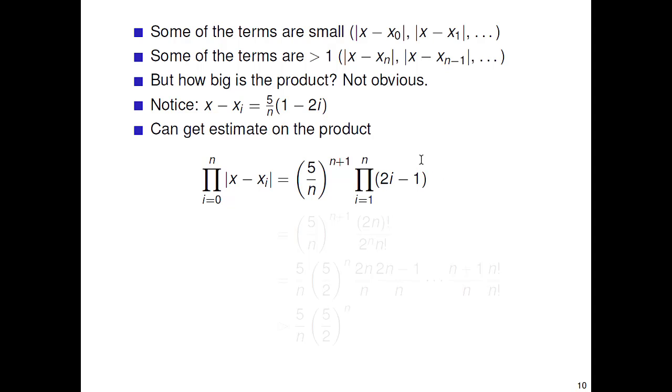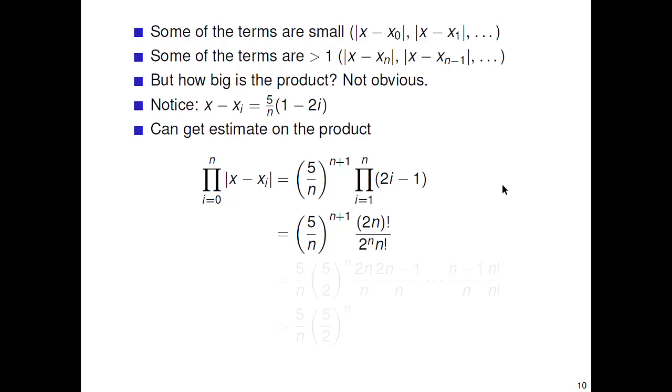And now I flip the sign because I'm trying to make it all positive. So I get 2i minus 1. This is going to be 1 when i equals 1. It's going to be 3 when i equals 2, and so on. And we try to work out what this product is. This is a bunch of odd numbers multiplied together, right? With adjacent odd numbers, with the biggest one being 2n minus 1. So 2n minus 1, 2n minus 3, 2n minus 5, all the way down to 1.